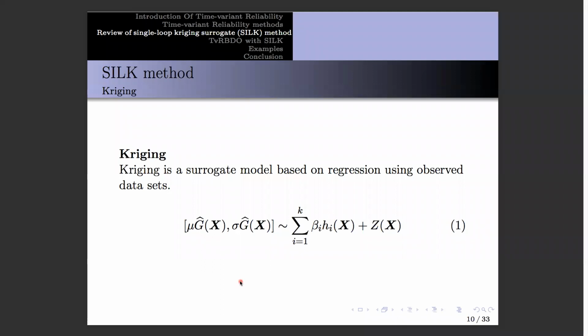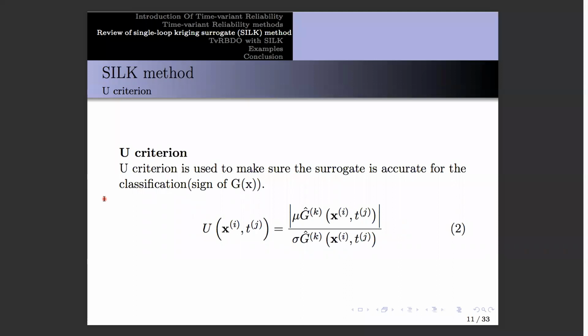The fundamental idea of SILK is to build a surrogate model. Here we use Kriging models to evaluate the problem. To make sure the surrogate model is accurate for the classification, a U criterion is used, which is defined as this formula. In this research, the limit for U is set to bigger than 2.5, which means the probability of making an error is smaller than 0.62%.